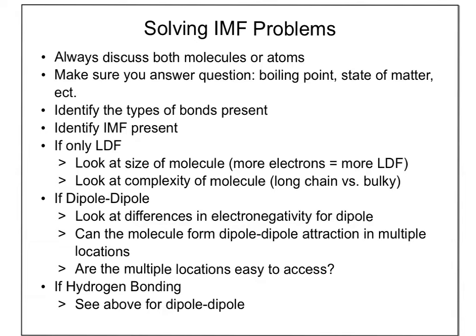So I think it's helpful to have a strategy when solving these problems. First thing, AP wants you to always talk about both molecules or atoms. So if they mention two things or three things, you have to talk about all of them in your answer.